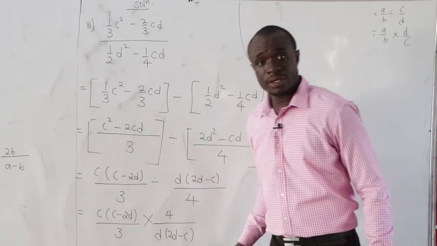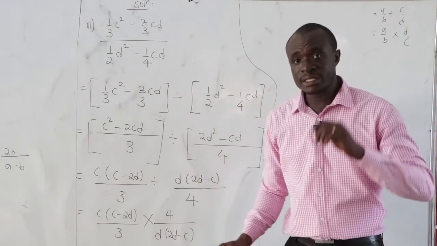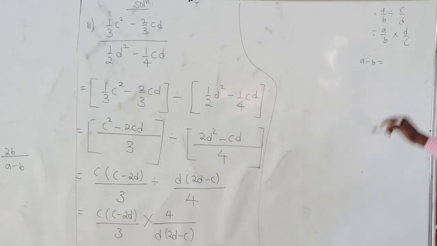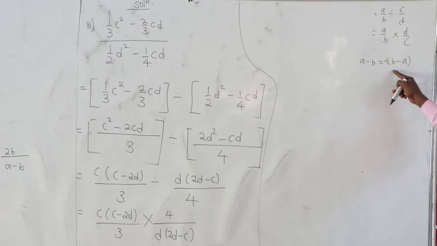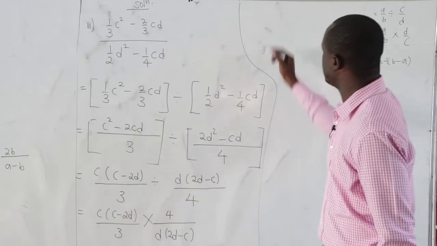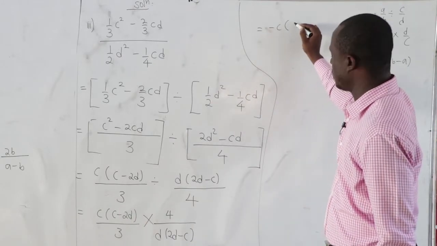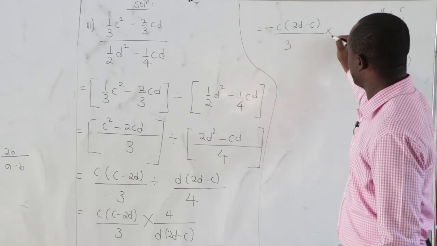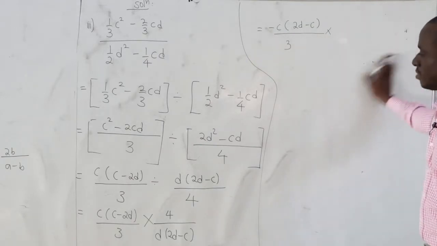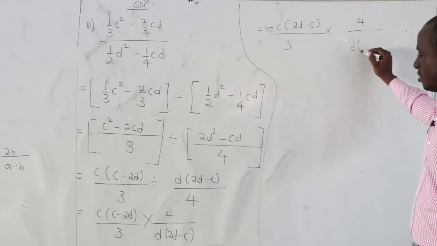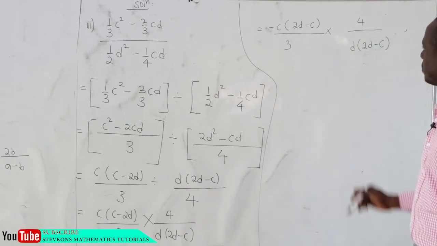Now from here, look at this, c minus 2d, 2d minus c. They are not the same. And then we learned earlier that if you have a minus b, we can factorize the negative out. And here we can get negative 1 times b minus a. Hence, we can factorize negative from the numerator. And when we factorize negative from the numerator, you get negative c, and then here the d will come first, 2d minus c, all over 3 times 4 all over d, 2d minus c.